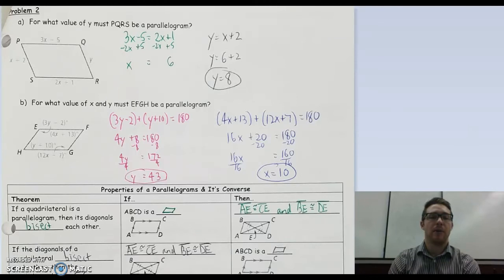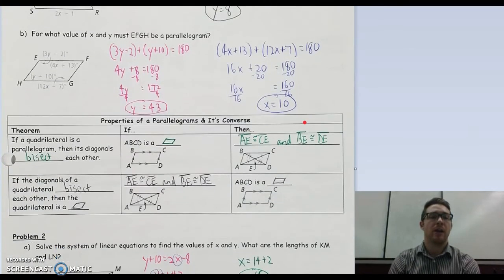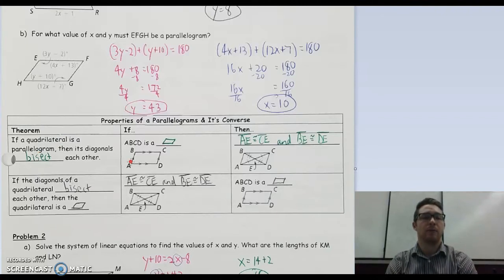So next property that we have for our parallelograms is that if I have a parallelogram, that means that the diagonals will bisect each other. So we saw that bisecting before. Remember, that means that it's cutting each other in half.